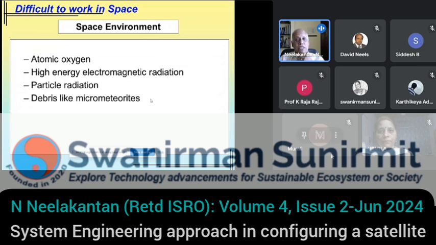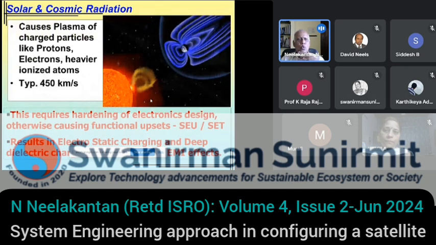And in space, unlike on the Earth where we are protected by the atmosphere, there is atomic oxygen, high energy electromagnetic radiation due to various reasons like sunspot activity, particle radiation, and various floating debris like micrometeorites, etc. Plus you also have plume impingements from the various thrusters and engine firings, etc.